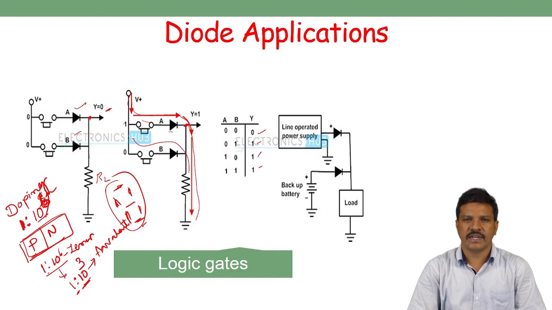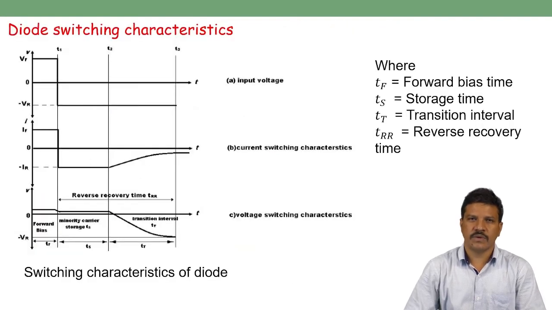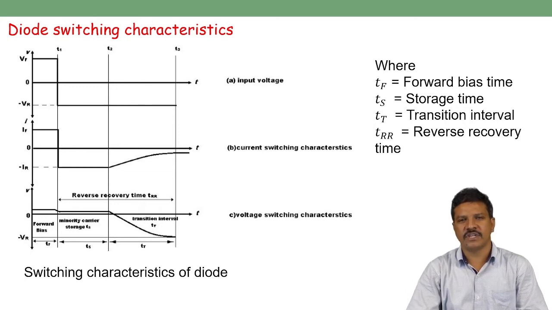So far we studied in the previous lectures the operation of the p-n junction diode, and how the characteristics change when we change the doping levels. Now coming to the diode switching characteristics. Have you ever thought about whether the diode switches from on state to off state and off state to on state immediately? When we think about it, it's not true.